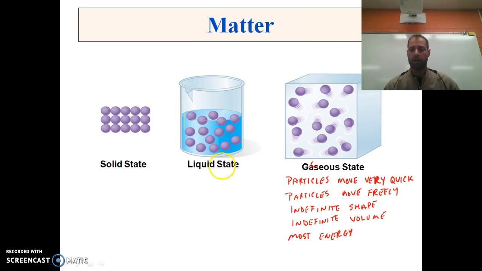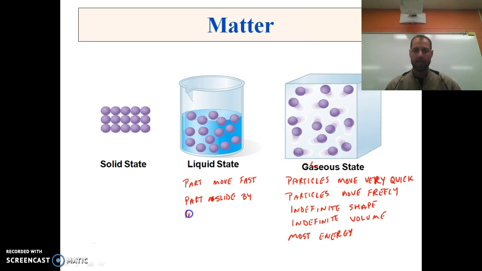Liquids are going to be able to move, but they're not going to be able to move as quick. So the particles here are going to move kind of fast. And particles are going to be able to move by one another. They kind of slide by each other. But there will be some bonds here, and that's what keeps it apart. That's what keeps these molecules or these atoms from moving and becoming a gas and going up into the atmosphere.